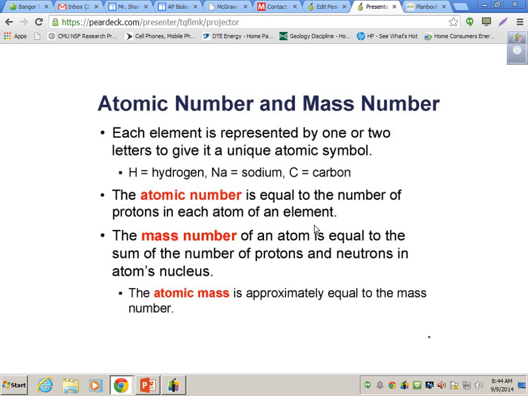So each element is represented by 1 or 2 letters to give it a unique atomic number. H, hydrogen, Na, sodium, C, carbon. These are the atomic symbols. Often in biology, we like to use letters or symbols that are not on the periodic table as functional groups. Anybody ever, do you remember R groups?